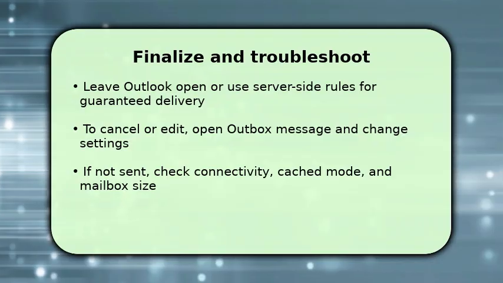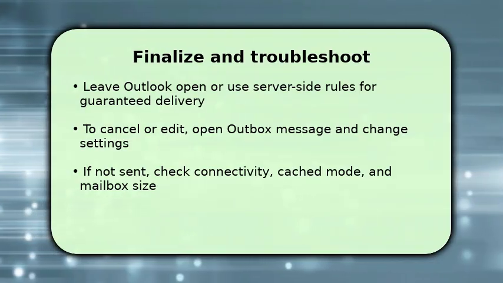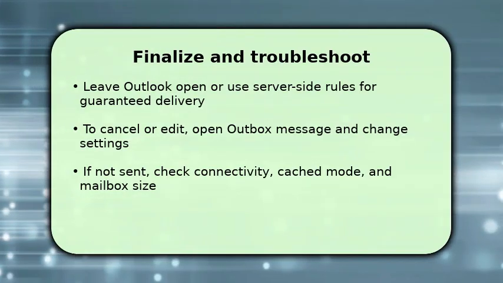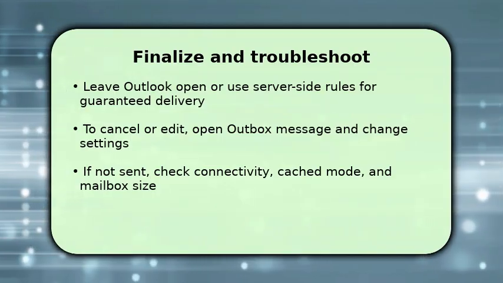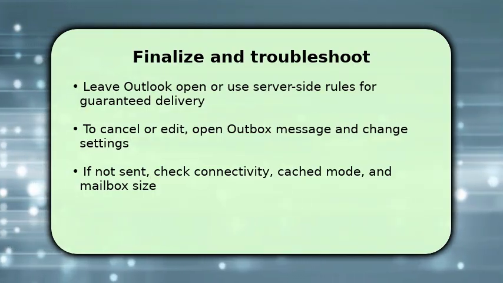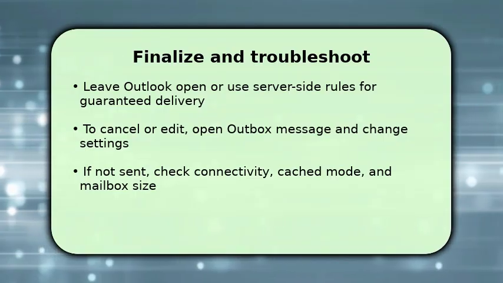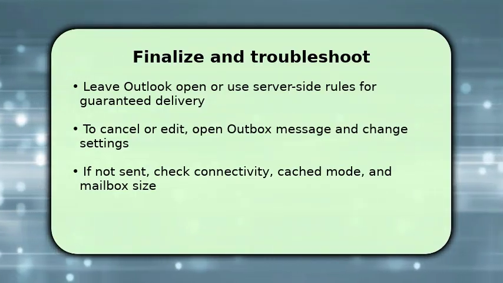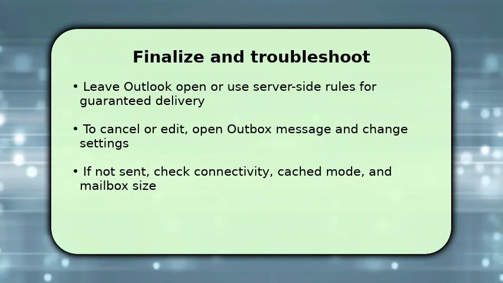If you need to cancel or edit, open the message in Outbox before send time, change the properties or content, then save or resend. If the message doesn't go out, check internet connectivity, whether Outlook is in cached mode, and mailbox quotas. Those are the common causes and easy to fix.